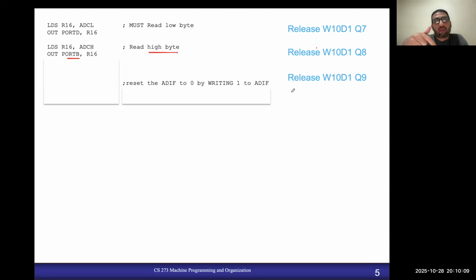But here now comes the important part. Remember, one conversion has completed. But we want to continuously read the analog signal from the potentiometer connected on ADC0, convert it into digital form and display it on the LEDs. We have done it once, but the ADIF flag was set equal to 1 because the conversion was completed. So in order to start the next conversion, we need to set that ADIF flag equal to 0. And how do we do that?